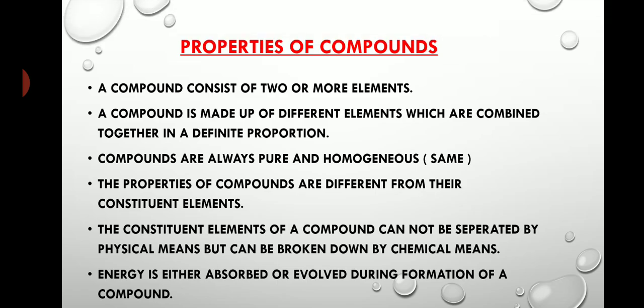Next is, the constituent elements of a compound cannot be separated by physical means but can be broken down by chemical means. Suppose hydrogen and oxygen combined to form water. Now, can you just throw water and hydrogen and oxygen will split? No. Throwing and all are physical means. These are physical processes by which you cannot separate the elements of a compound, but you can separate the elements by chemical method, by chemical means.